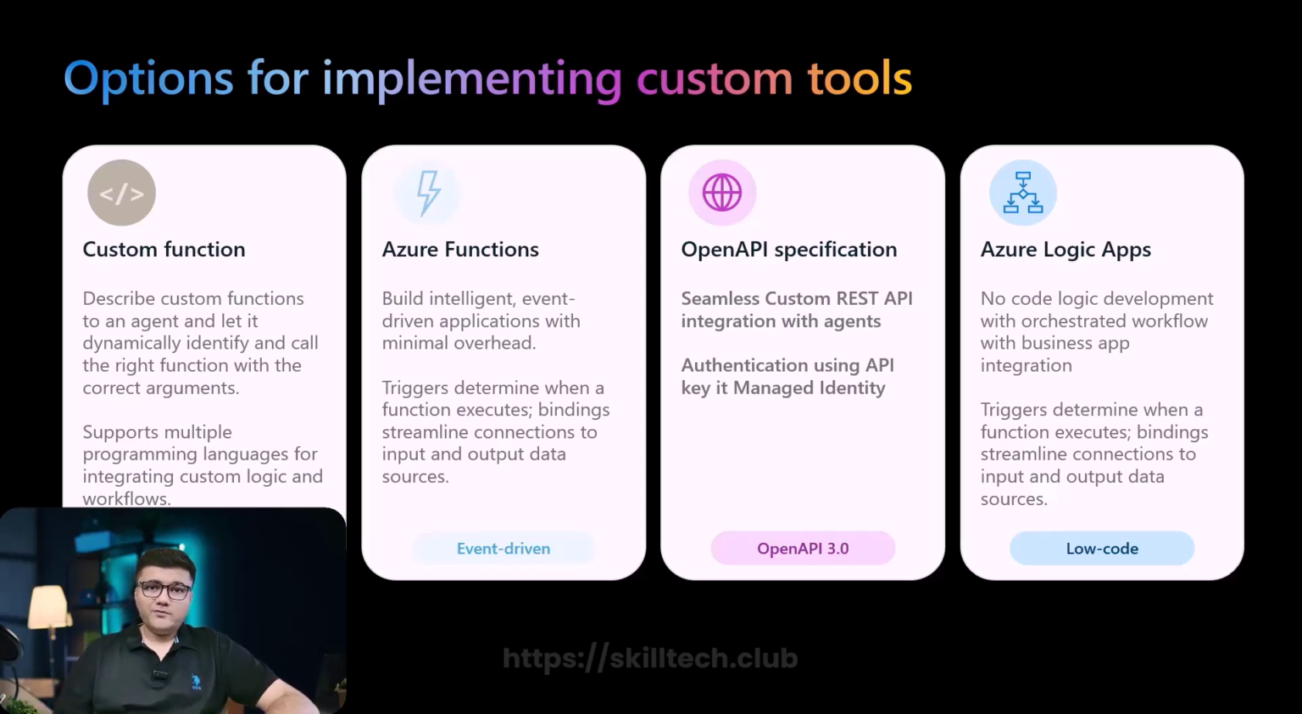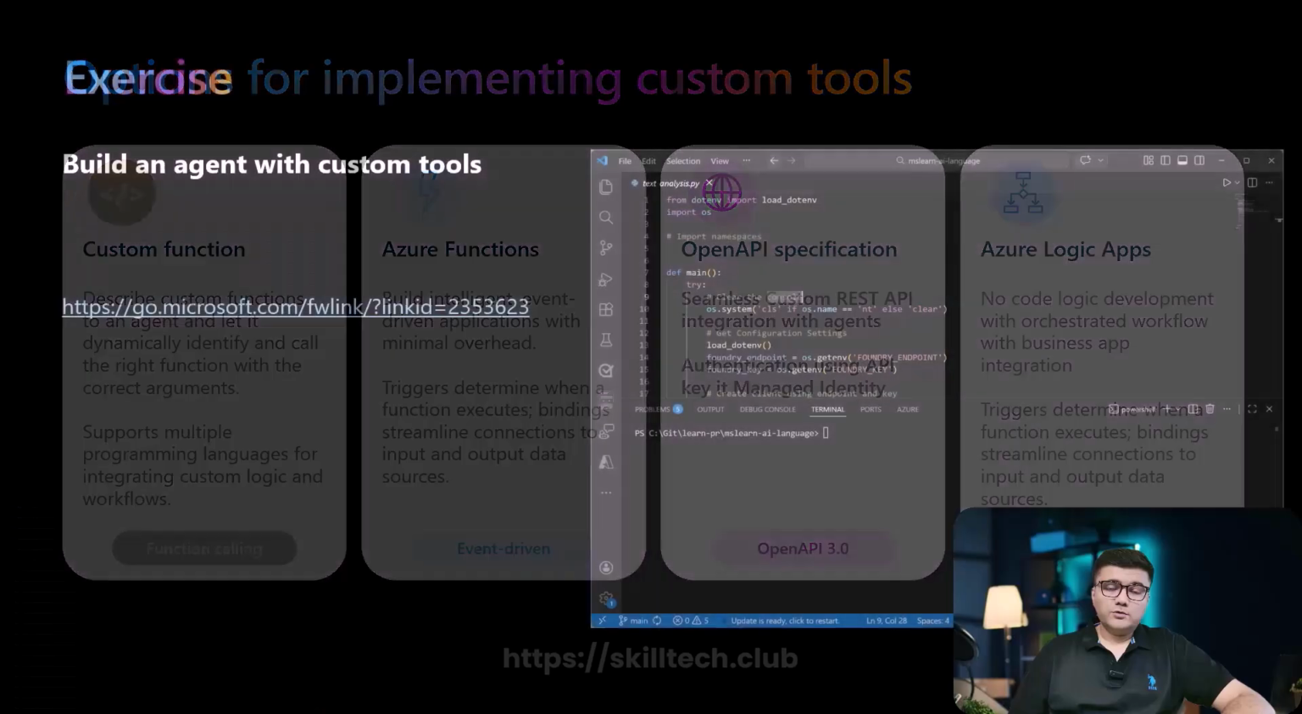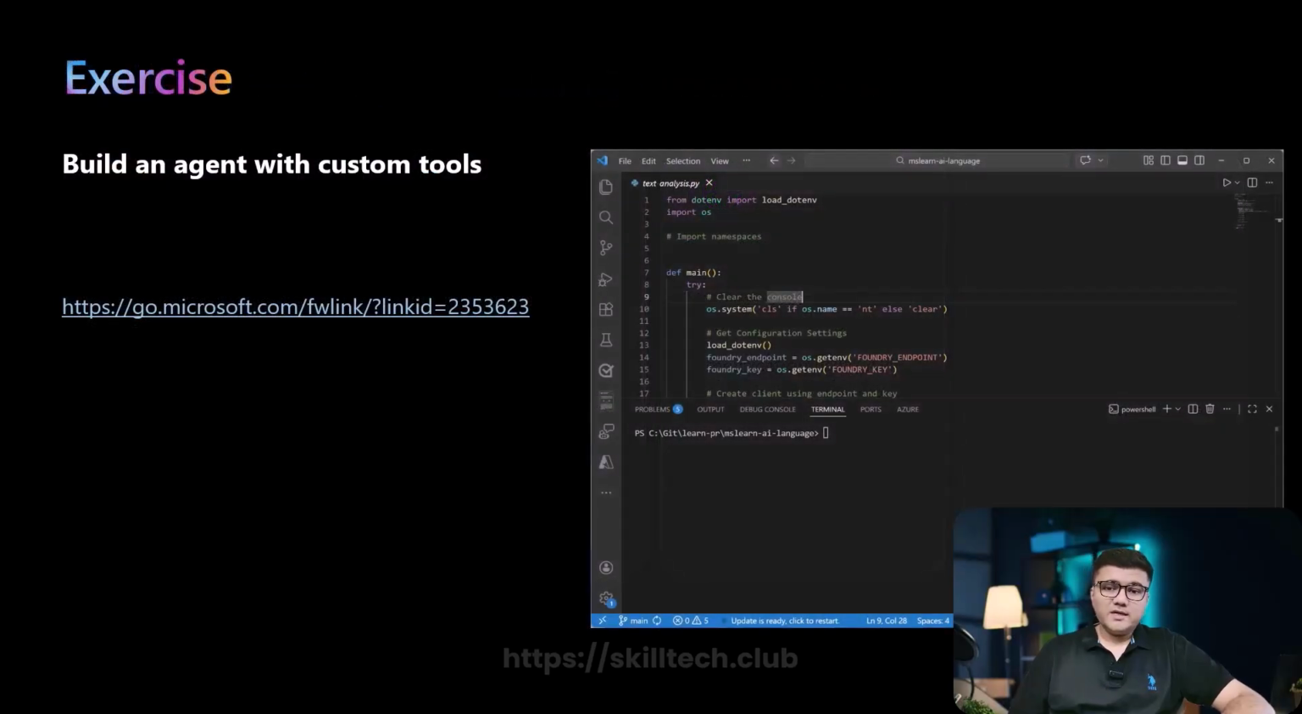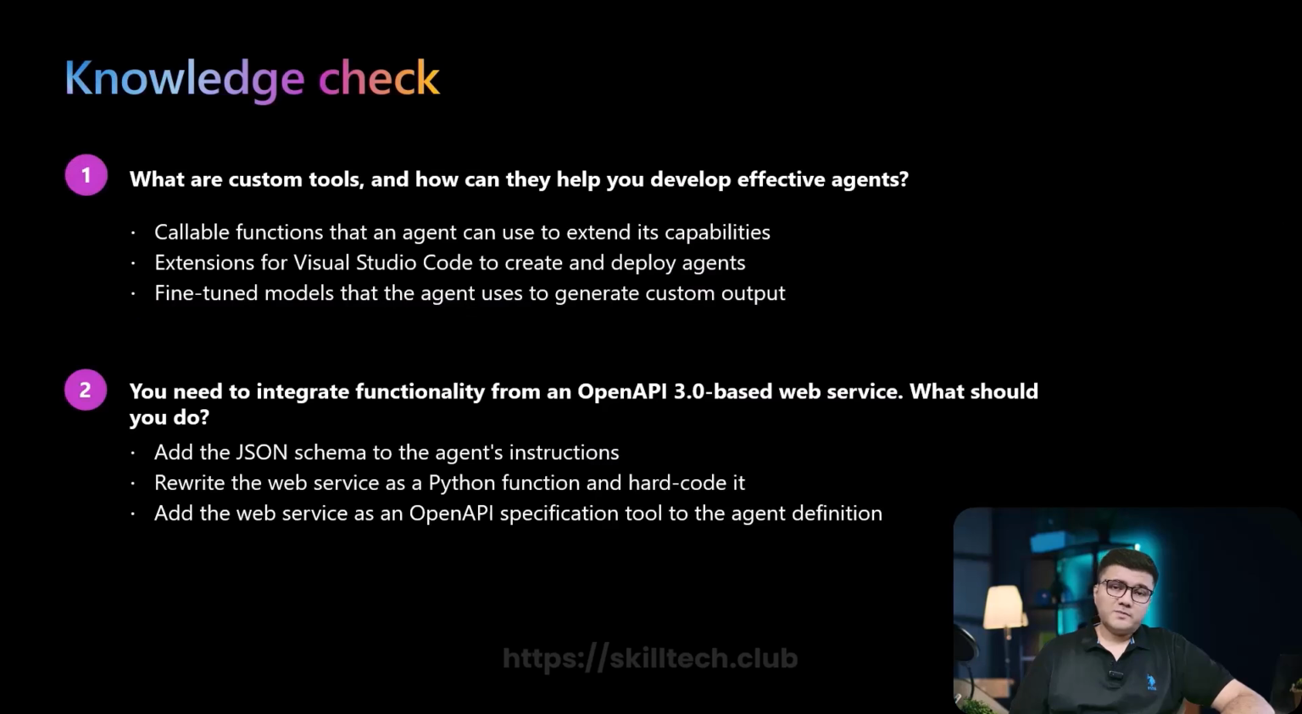But as of now, before we proceed, it's time to go through the next lab, which is the module number 7 lab, and this allows you to build an agent with custom tools. In this particular lab, you will be dealing with these different custom tools and you will be developing agents with that. But before you go for the lab, let's do the knowledge check of this particular module.